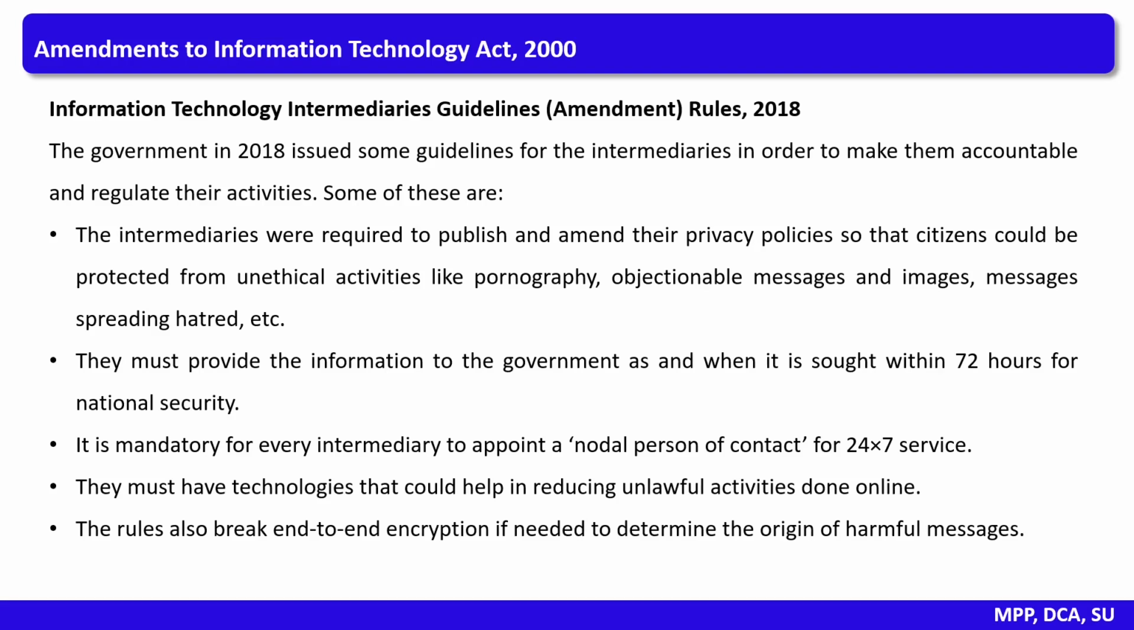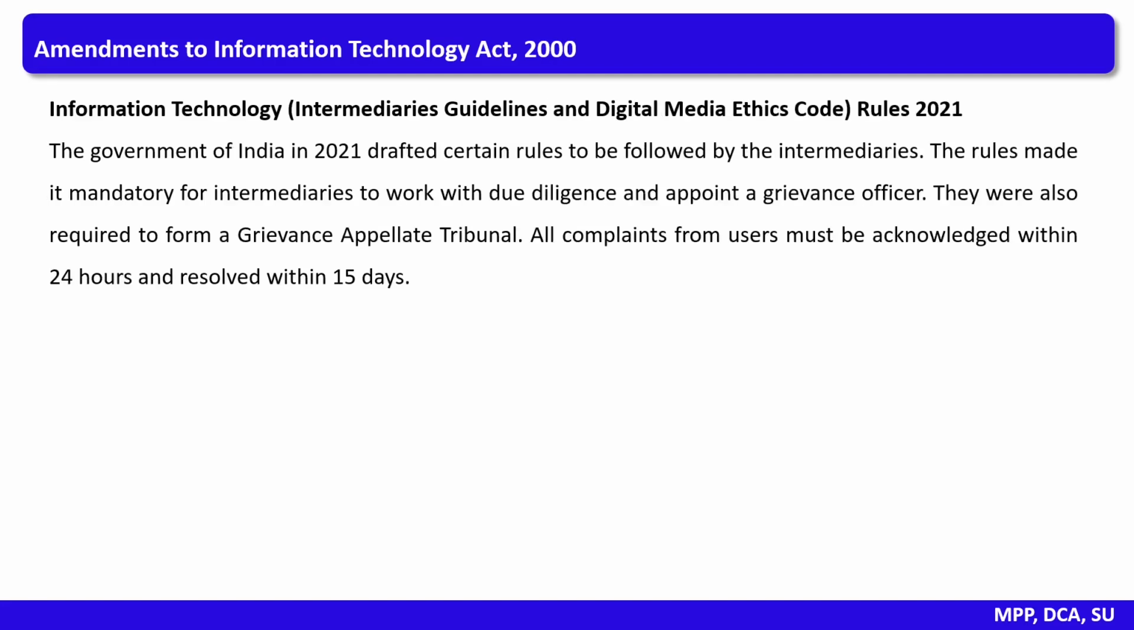They must provide the information to the government as and when it is sought for, within 72 hours for national security. It is mandatory for every intermediary to appoint a nodal person of contact for 24/7 service. They must have technologies that could help in reducing unlawful activities done online. And the rules also break end to end encryption if needed to determine the origin of harmful messages.